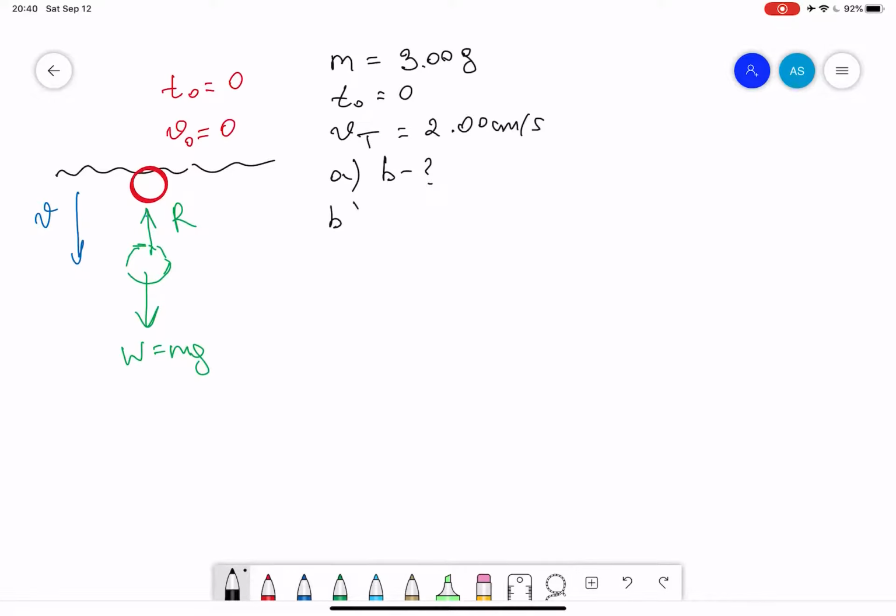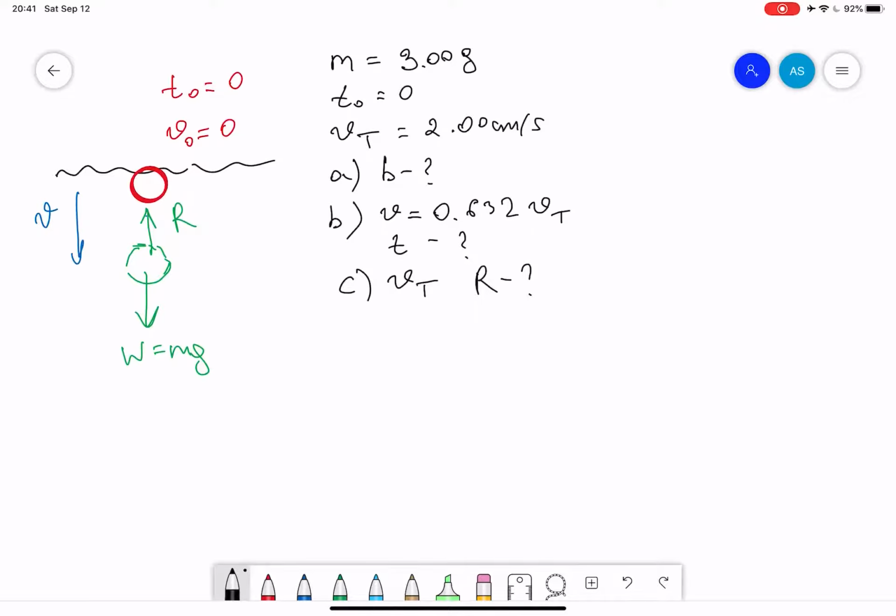In part B, we have to find the time at which the bead reaches 0.632 v terminal, so when the velocity is equal to 0.632 v terminal, what will be the time? Then finally in part C, we have to find the value of the resistive force when the bead reaches terminal speed. So when the speed is equal to the terminal speed, what will be the resistive force? Okay, so now let's start.